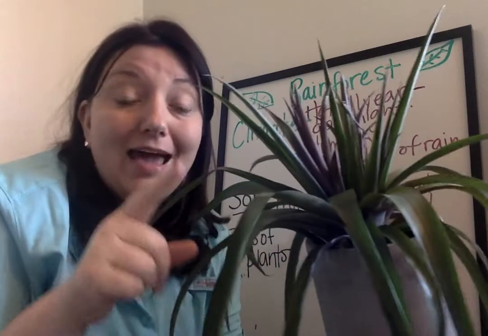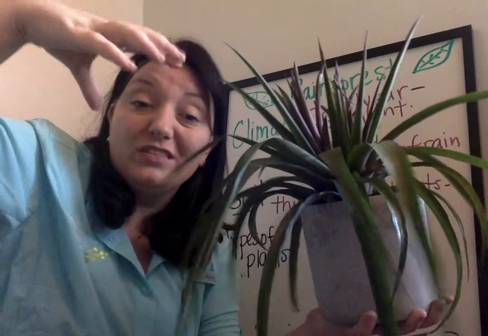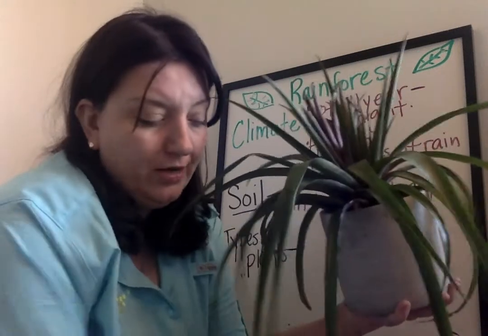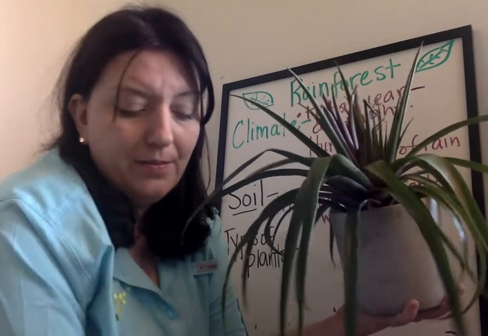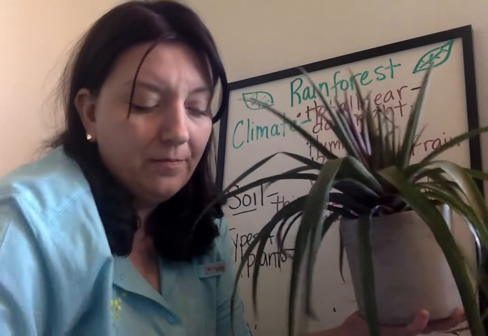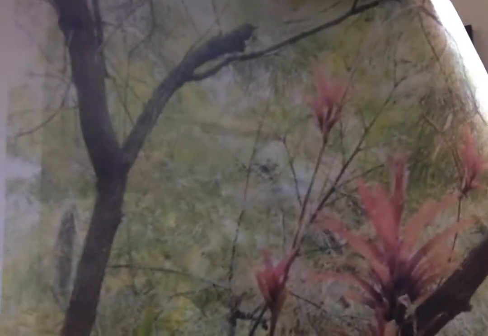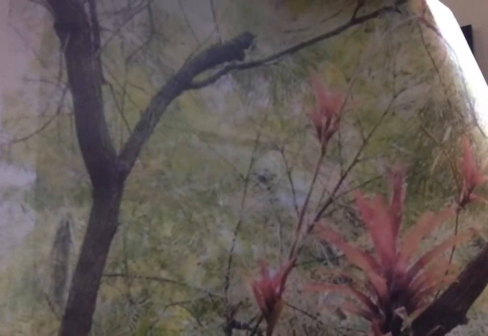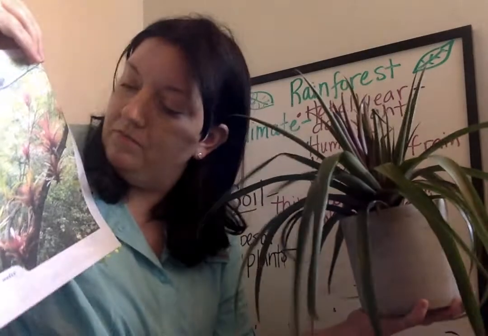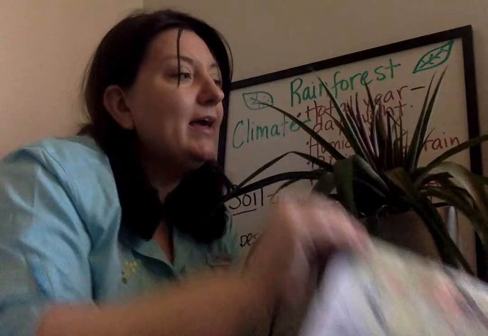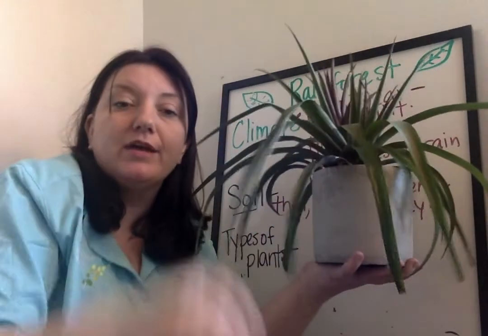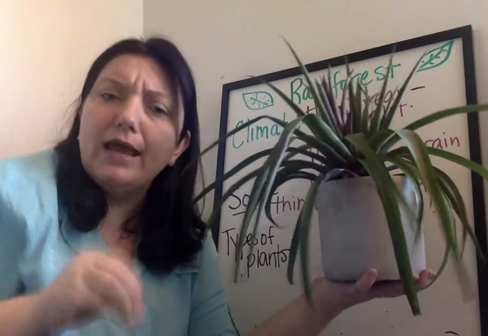Now with bromeliads, because they're growing on the surface of other plants, let me show you a picture really quick. I'm multitasking as I'm doing my video. Okay, here is a picture of some bromeliads. So you can look, there's a big huge branch there, and then those red bromeliads are growing on the branch of the tree. So with bromeliads, they're growing up on the branch of the tree, and so their roots aren't anchored in the ground.